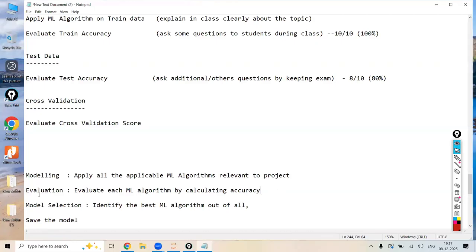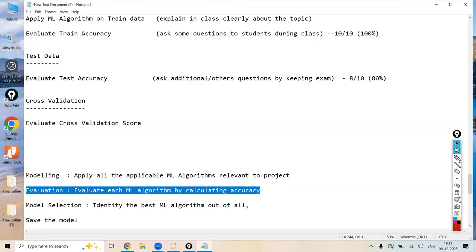Within the evaluation, I told you calculation of accuracy, na? These three: train accuracy, test accuracy, cross validation score. So for every model, not for one model, every model we have to do.